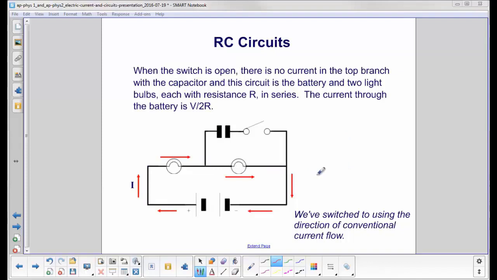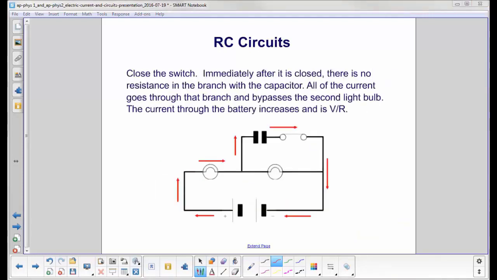So what's in the circuit? We have a battery, two light bulbs, each with a resistance R. So when we find current, current is equal to voltage over the equivalent resistance. And what's the equivalent resistance of two resistors in series? Well, that would be 2R. So that's our current coming out of the battery.